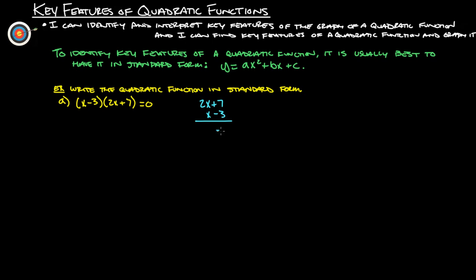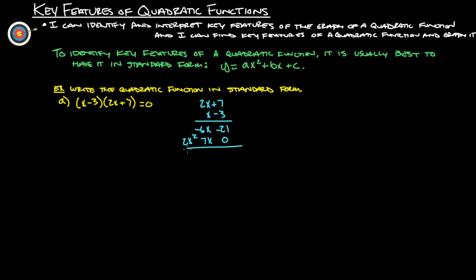Negative 3 times 7 is negative 21. Negative 3 times 2x is negative 6x. I'll put a 0 in there to hold the space. x times 7 is 7x. Put that right underneath the other x's, which is the negative 6x there. And then x times 2x is 2x squared.